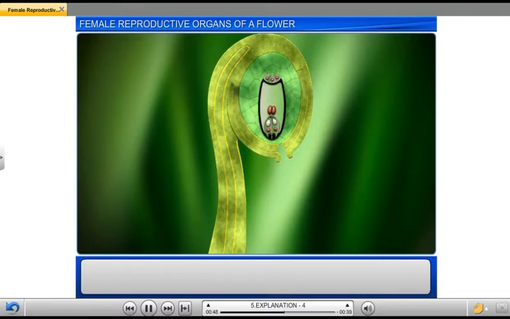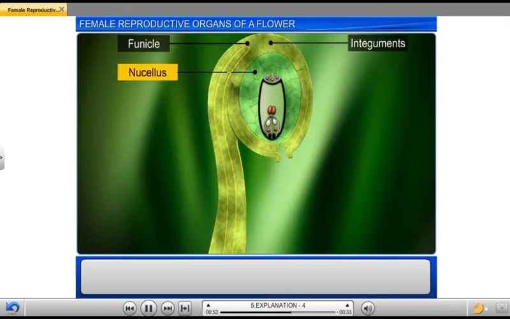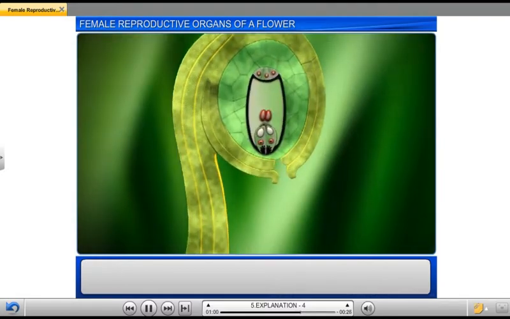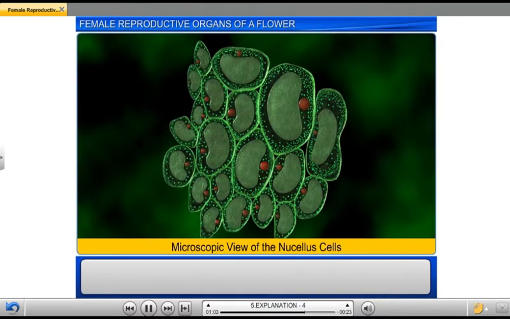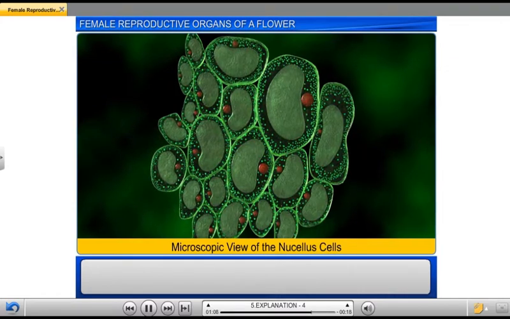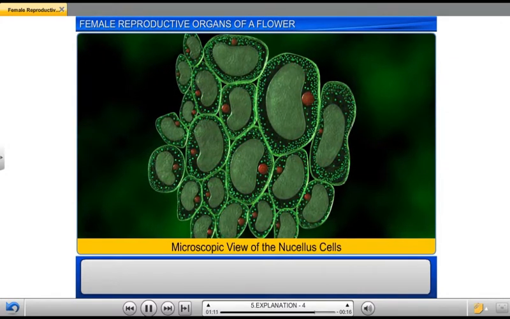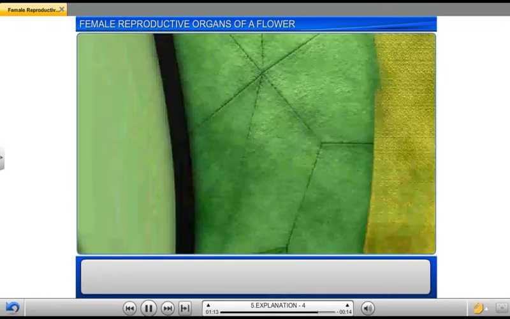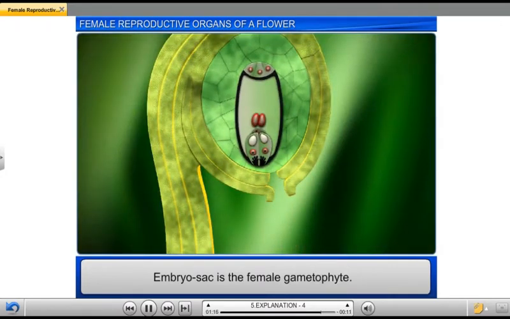At the chalazial region, we find that the funicle and integuments join the nucellus, the center region of the ovule that's made of a mass of diploid, colorless, thin-walled, parenchymatous cells containing food reserve materials. In the nucellus of a mature ovule lies the embryo sac, the female gametophyte, which develops from a megaspore.